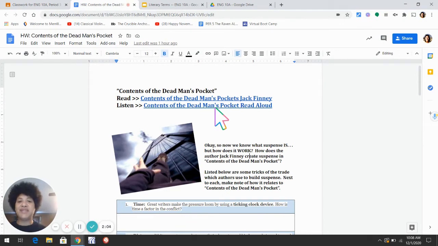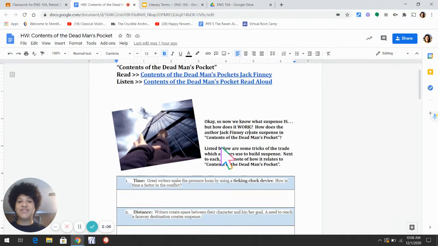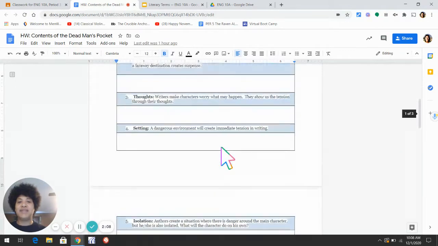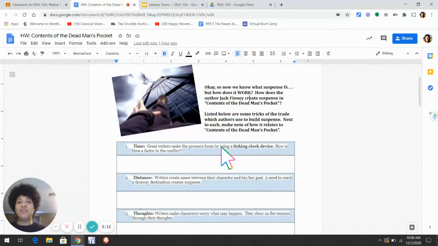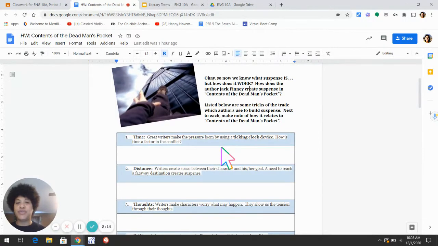So now that we know what suspense is, how does it work? How does the author, Jack Finney, create suspense? Well, there's many methods. Listed below are tricks of the trade authors use to build suspense. Next to each, make note of how it relates to our story, Contents of the Dead Man's Pocket. So you'll go back and think about time. Although I don't think we heard clocks ticking, we definitely remember how long Claire was away at the movie. We also see some other measurements of time. So think about those, make note of those there.